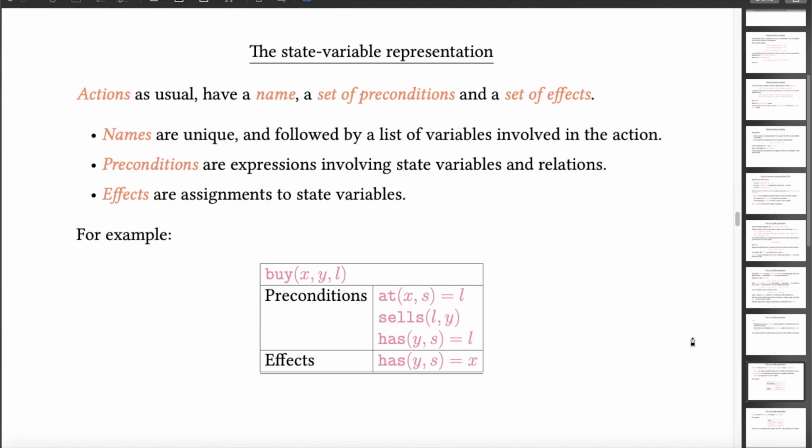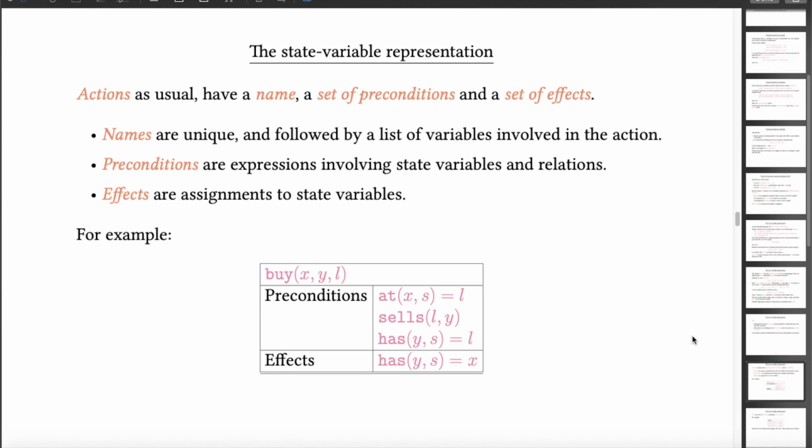Now, the way that we build this up is going to look fairly familiar to you, because it has a lot in common with the Strips language. In particular, in order to represent actions within the state variable representation, each action has a name and a set of preconditions and a set of effects. We set this up so that names have a list of variables that are involved in the action, and once again we have a collection of preconditions and a collection of effects. And the preconditions can include state variables or rigid relations, and the effects are just new assignments to state variables.